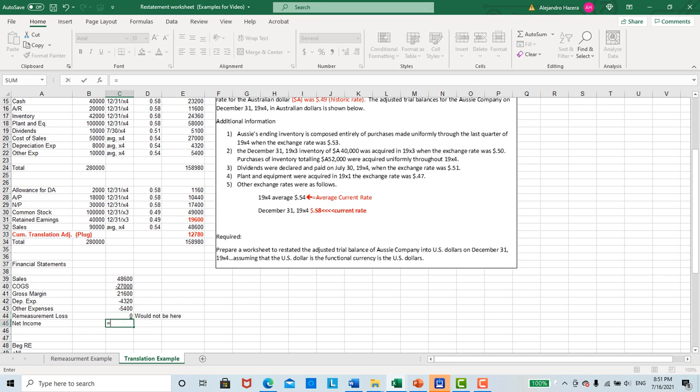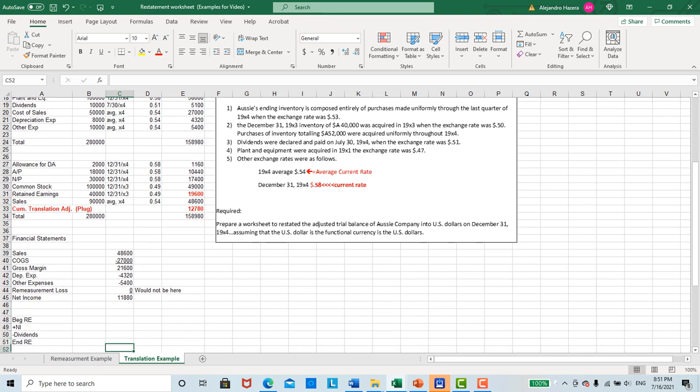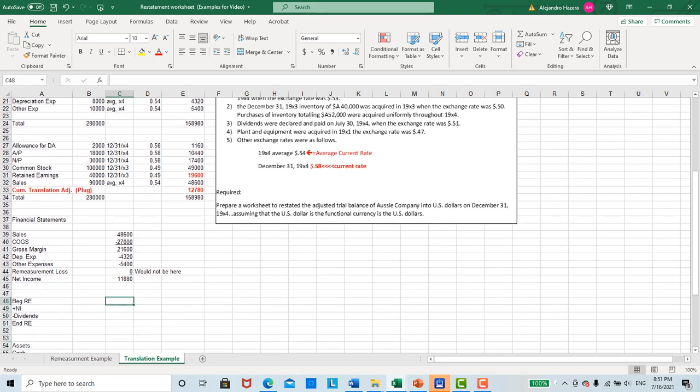So remember, this is a translation, so you've got 21,600 minus 4,320 minus 5,400. So your income is 11,880. Now your beginning retained earnings, and this is why I wanted to put this in there, are 19,600 plus your net income of 11,880.